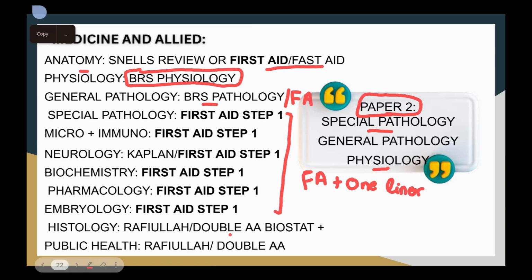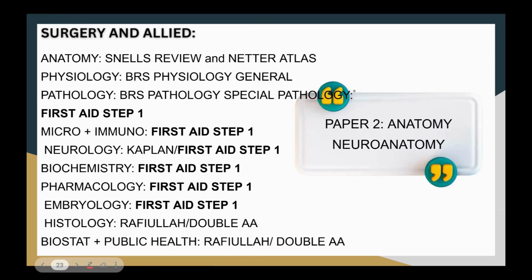Similarly, you can also go through the AA notes. I have not done them, but if you think that they are good and you have seen them, they are also available in the market. Similarly, for surgery and allied, the main focus will be on the Snell review and using the Netter.